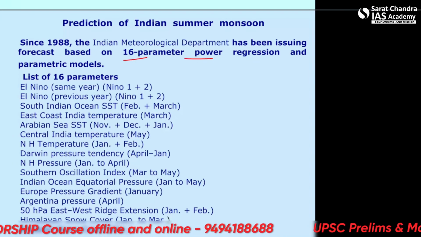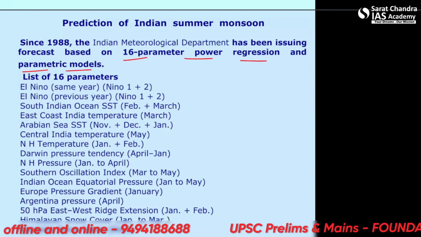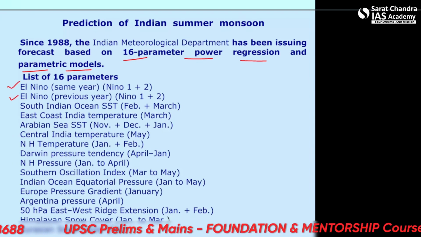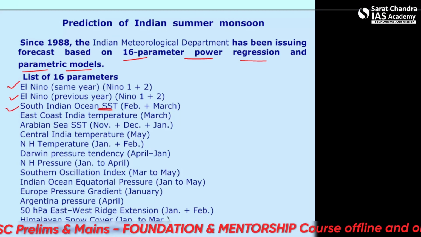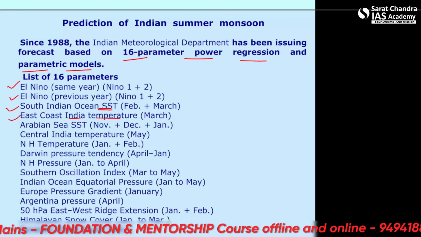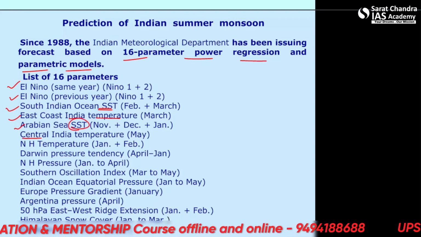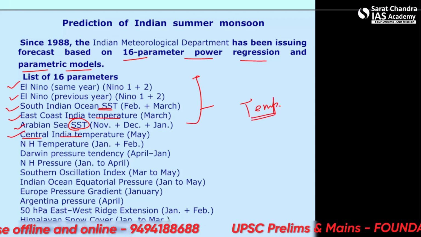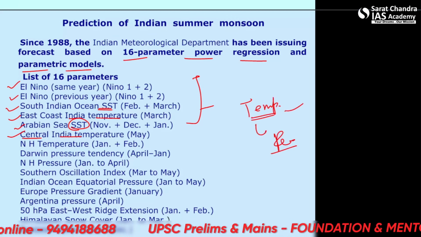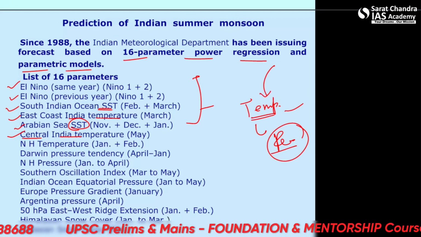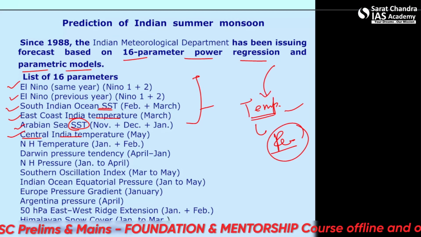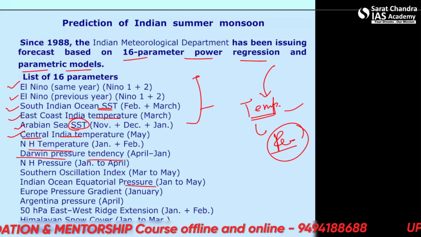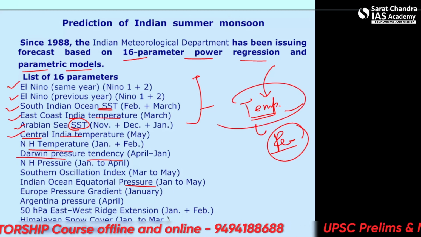Alright, so these are the 16 parameter power regression and parametric models. So these are the factors. Most importantly, it is El Nino and El Nino previous year. Then there is South Indian Ocean SST, East Coast India temperature, Arabian Sea SST, the Central Indian temperature. Mostly, of course, they are all related with the temperature because we are talking about the seasonal reversal of winds, and it's only and only dependent upon the temperature of either the sea and land and the relative temperature difference between them. There is also Darwin pressure tendency, NH temperature, equatorial pressure. So pressure and all the gradients are dependent upon the temperature.